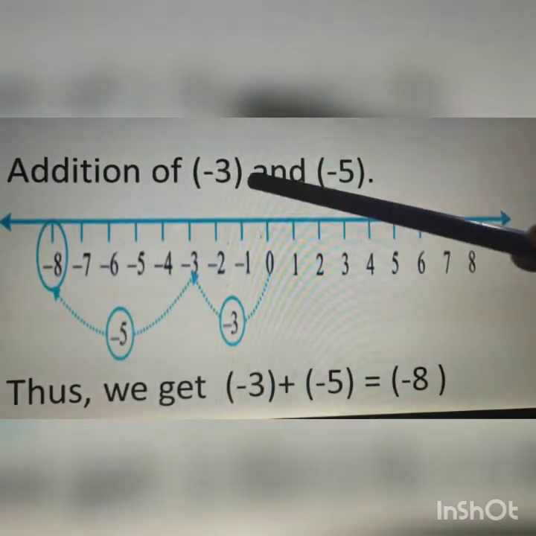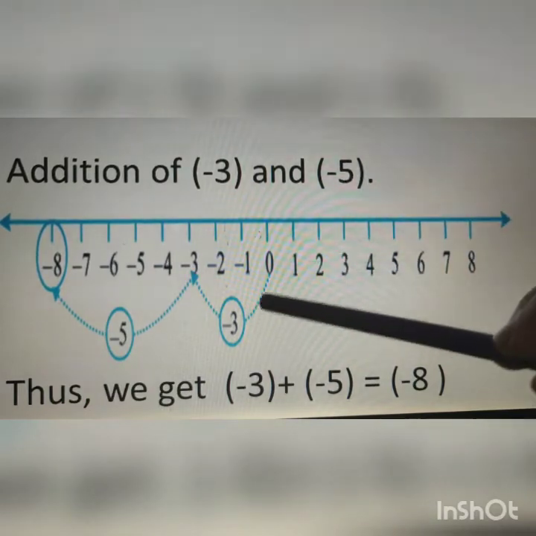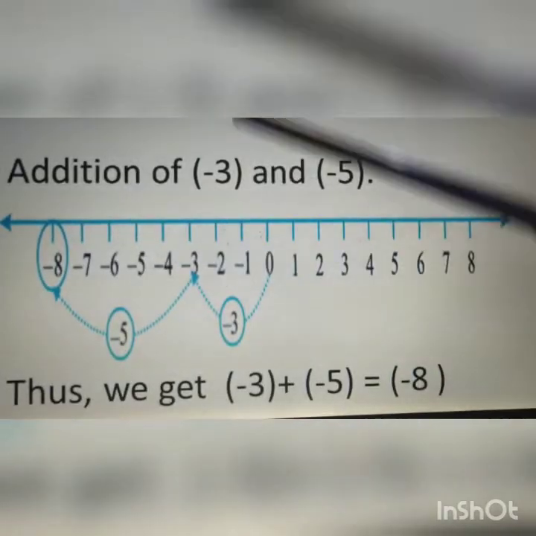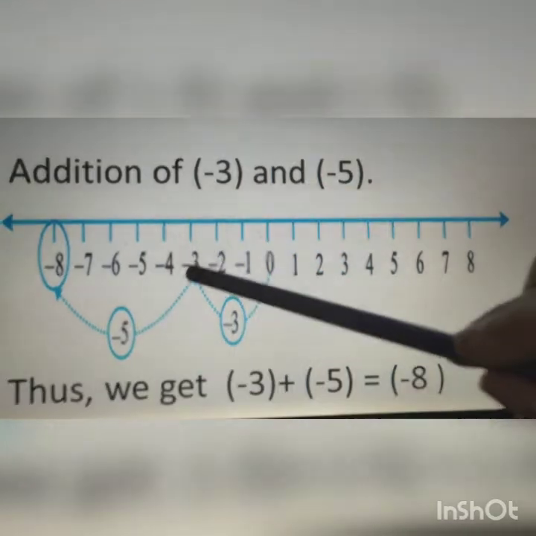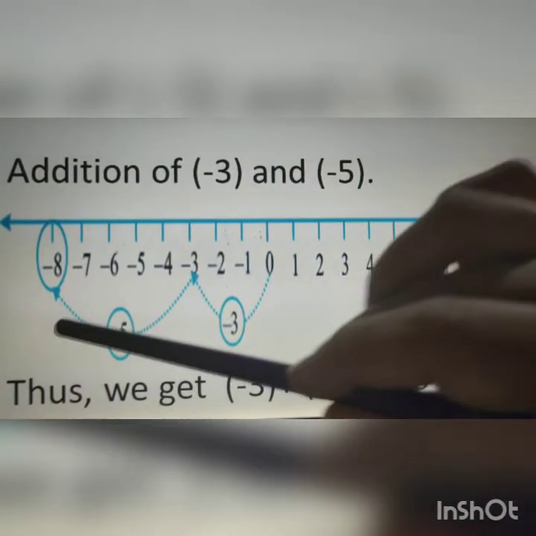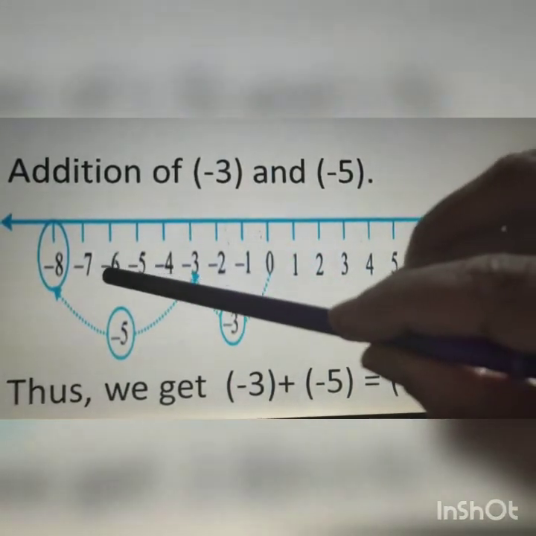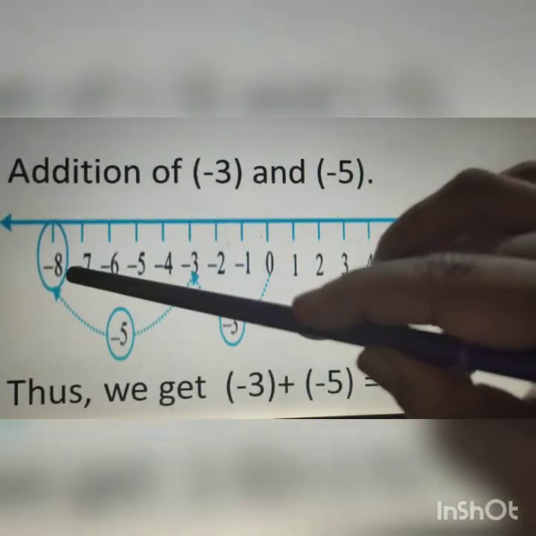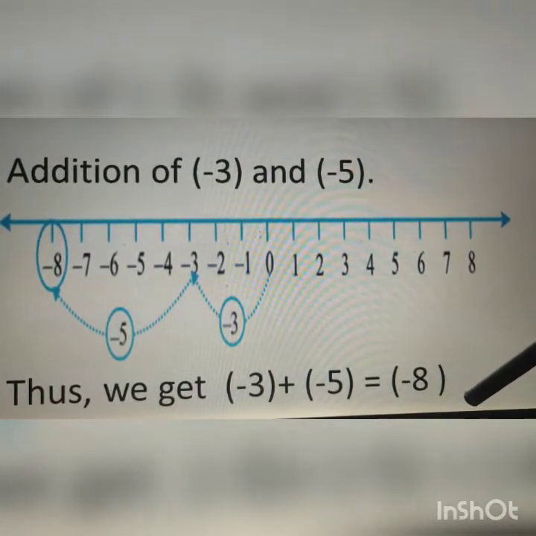Next, addition of minus 3 and minus 5. Here both numbers are negative and we know in the number line the negative integers are on the left side of 0. So first we will mark minus 3 from 0, minus 1, minus 2, minus 3. And from minus 3 we will move towards left 5 unit distance. So from minus 3, 1, 2, 3, 4, 5. So minus 8 is the answer. So minus 3 minus 5 is equal to minus 8.